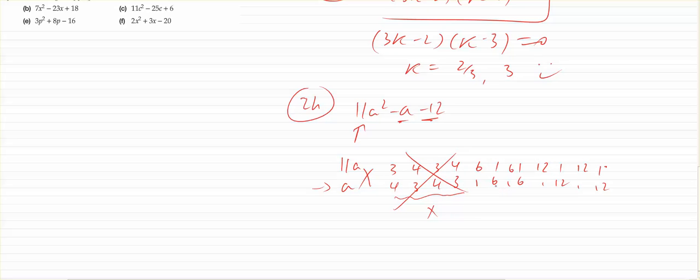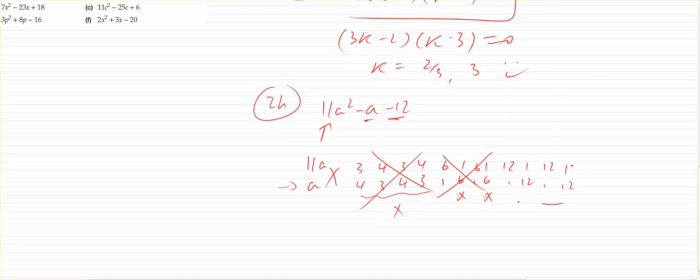We can try 11 times 6, it won't work. Again, we're going to have massive numbers. 11 times 1 is 11 minus 6. So these won't work. I can automatically, in my mind, reject these ones. The 12 and the 1s will work, okay?